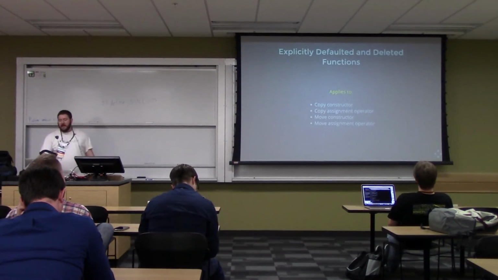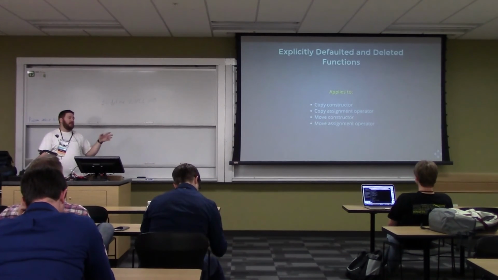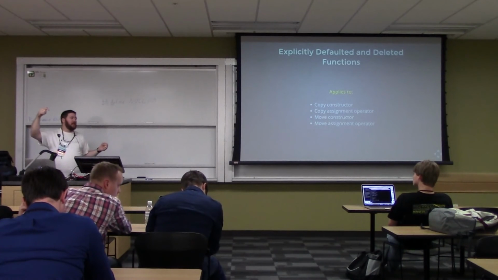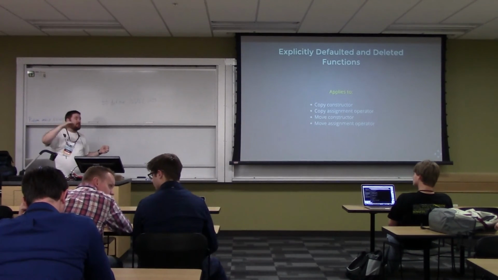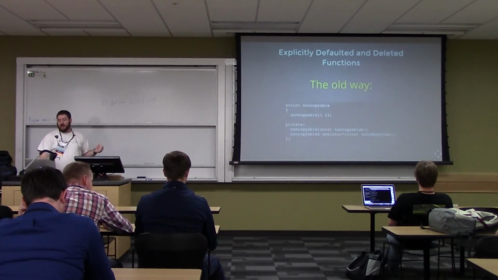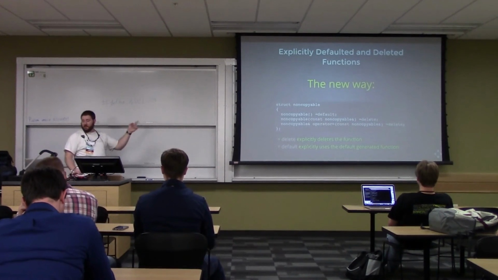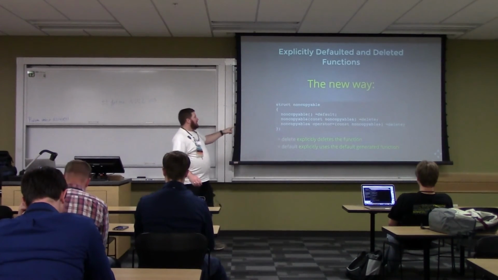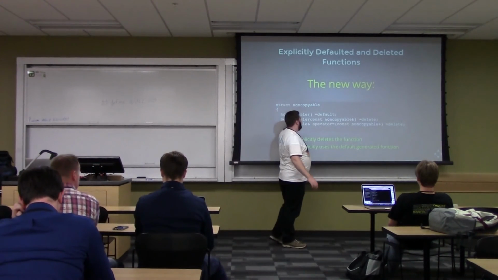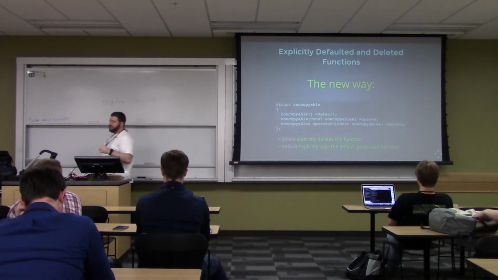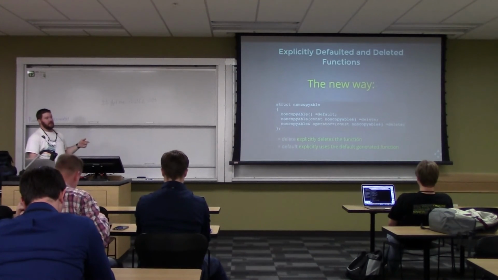Explicitly deleted functions. You remember how sometimes you had to provide a private copy constructor or something to keep people from copying it? Well, the problem is if you had something that inadvertently copied it inside your own class, it would still be able to do it. So this is the old way, but it had that problem. The new way is you can just say equals default or equals delete. Default says use the default generated one. Delete means don't create this at all, and it will not be available. You can do that for both delete and default.